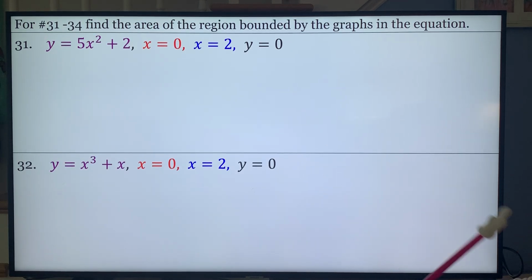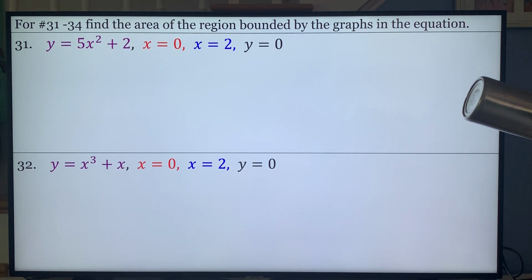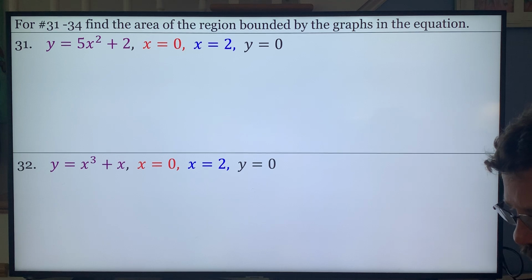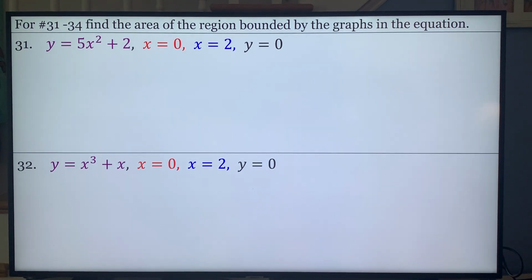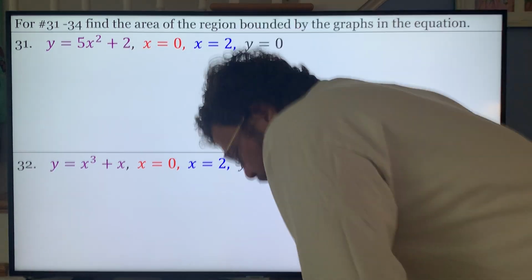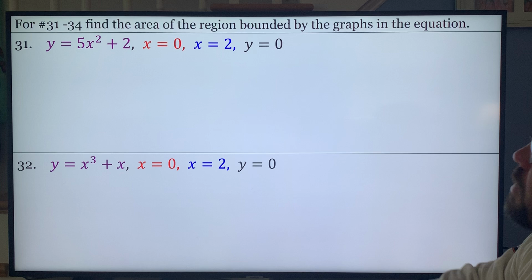34, 35, 31, 32, 33, 34. Bang out all 4, and then we'll go over all 4. Almost done. Make sure my video's still going. Good. Ooh, almost an hour. That's a long one today. All right, there we go.